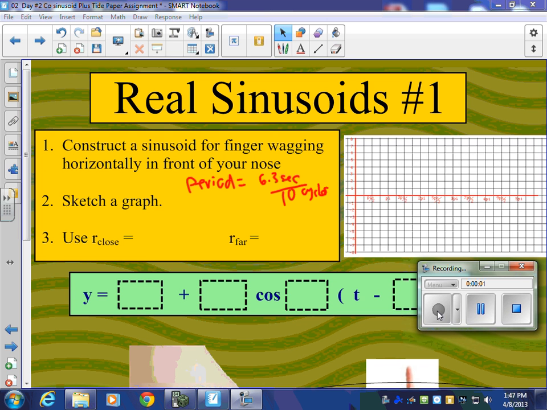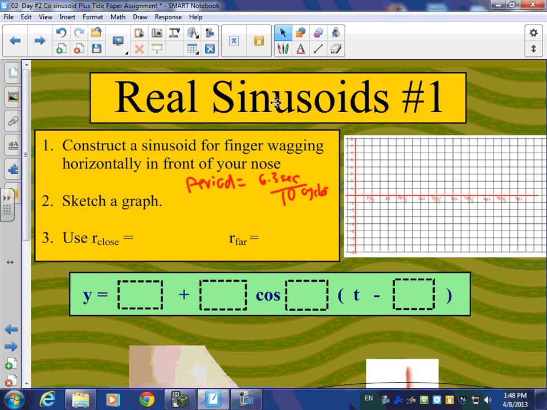We're doing real sinusoids. Real sinusoids have to do with a neat little sound. We're going to do real sinusoids today with making equations from real movement.